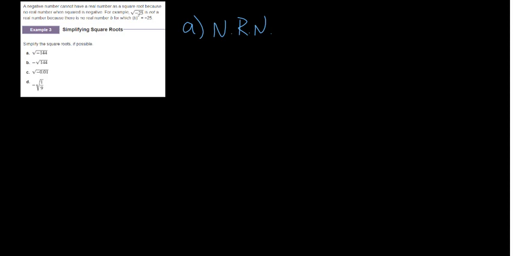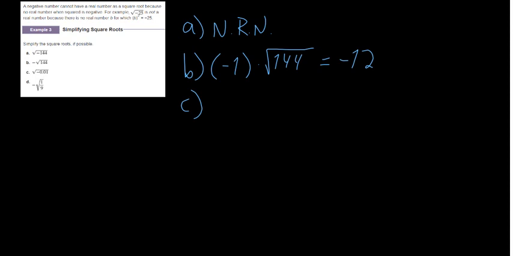All right, B. Now B is a little bit different. Don't be thrown off by a negative inside the radical and a negative outside the radical, because we can rewrite B like this. We can say negative 1 times the square root of 144. And what is the square root of 144? Well, that would be 12. So it's going to be negative 1 times 12, or in other words, negative 12. Okay. C. All right, well, these are easy problems, aren't they? We have another negative number in there, so we're just going to say no real number.